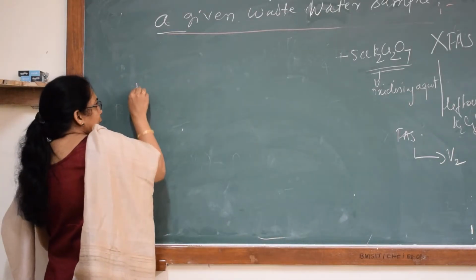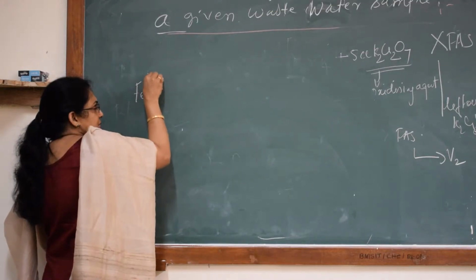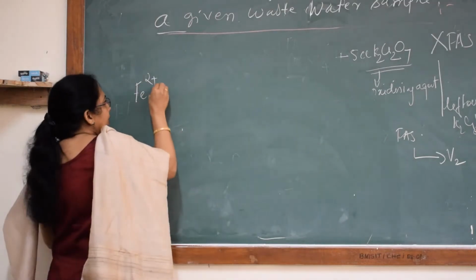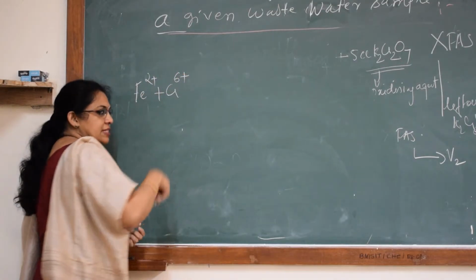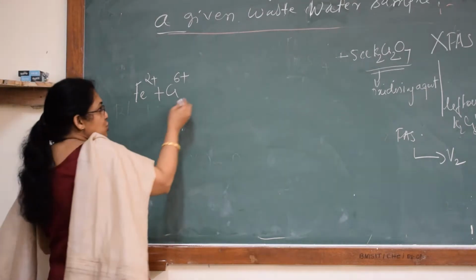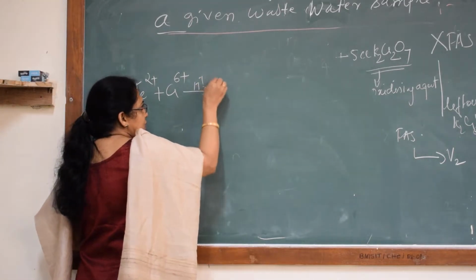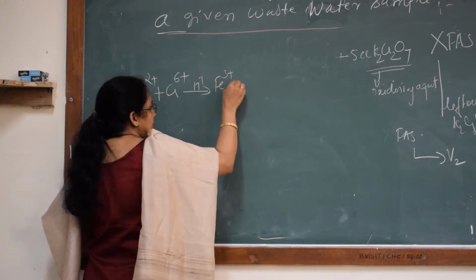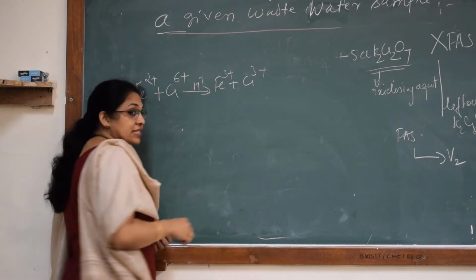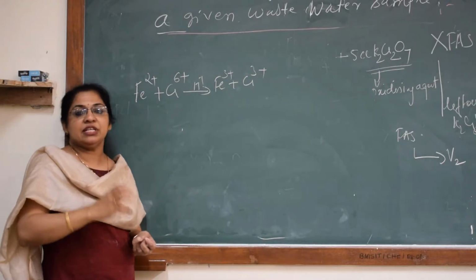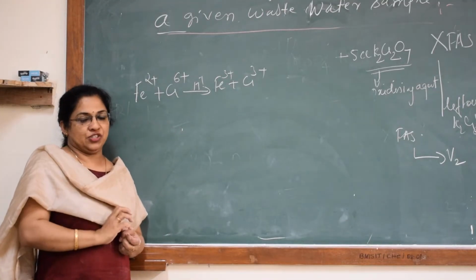So here in FAS, what is done? Fe2+ is present. And the dichromate, we know Cr6+ is present. When these two combine together in the presence of H+, it becomes Fe3+ plus Cr3+. This is a redox titration. So this complete experiment is based on redox titration.